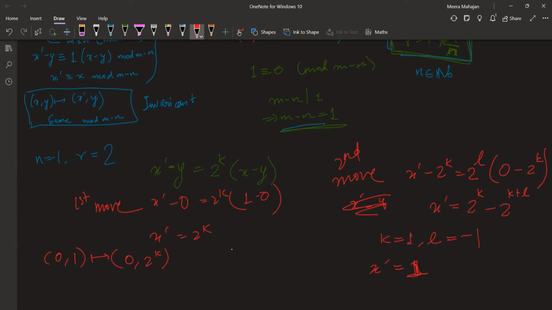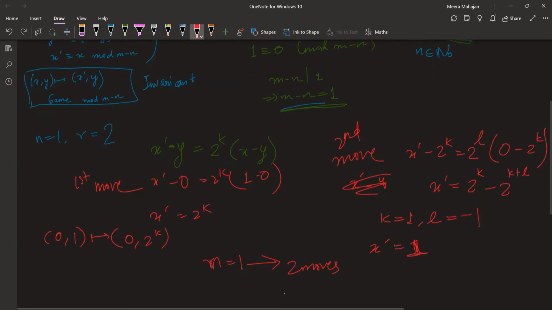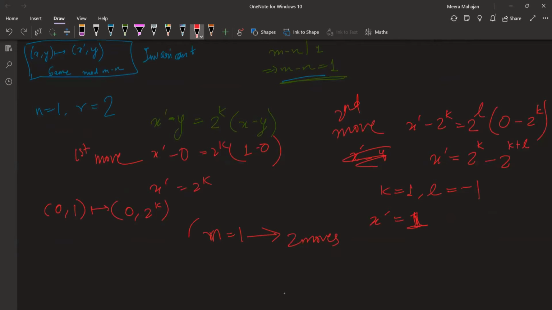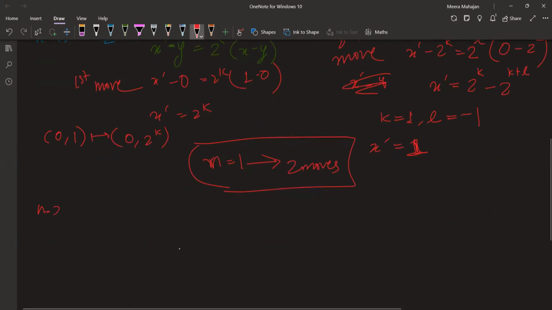So we know that r equals 2 works because we reached it in 2 moves. Wait, n equals 1. We reached it in 2 moves, and you cannot reach it in 1 move, as you saw earlier. I hope this is clear to everybody. And now let us try for n equals 2. You now have r is 3 over 2. You have x prime minus y is 3 over 2 to the power k times x minus 8. I'll probably pick a different color this time.